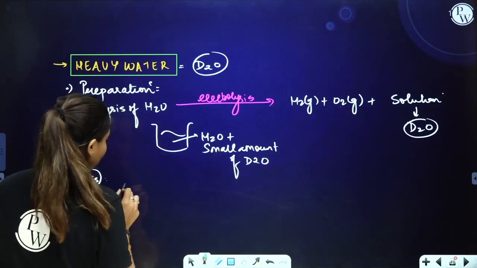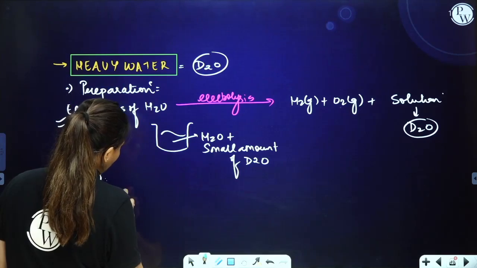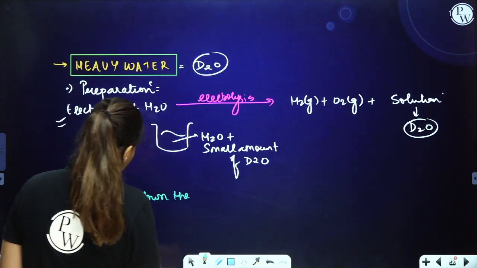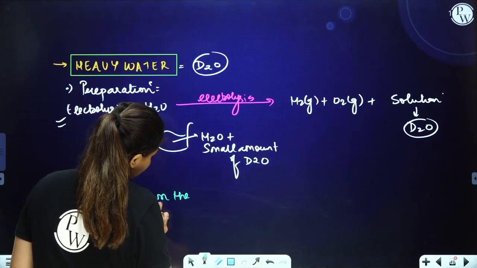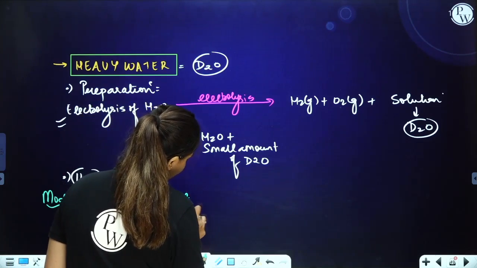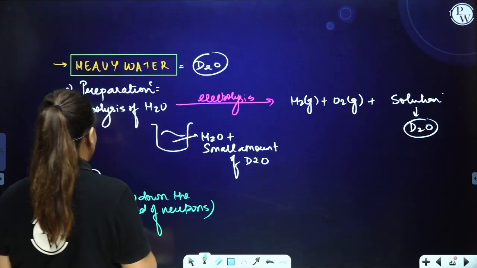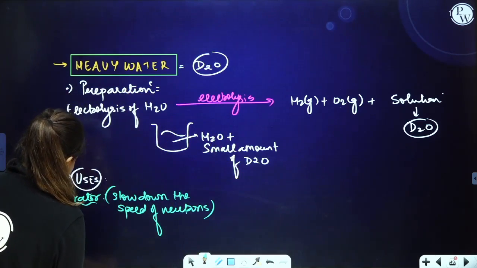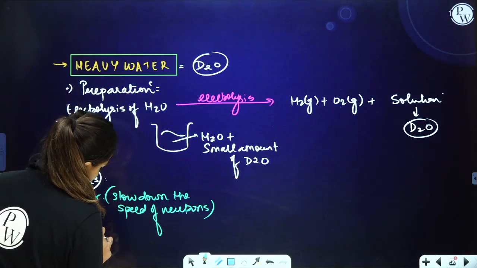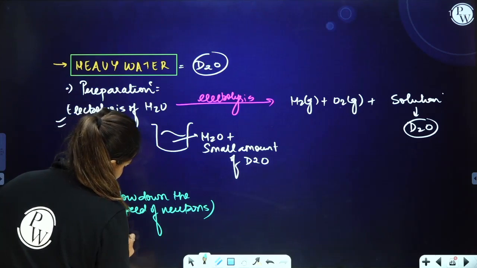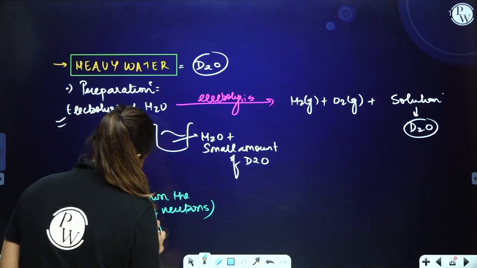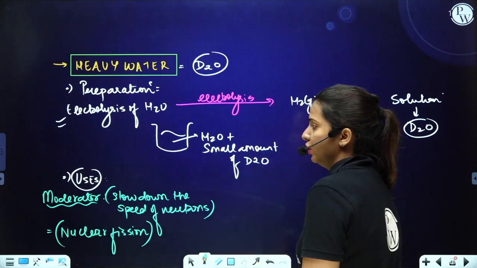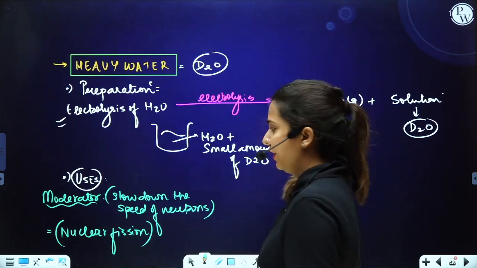The work of the moderator is to slow down the speed of neutrons. First, you should know the work of the moderator. It is behaving as a moderator in which processes? In the nuclear fission processes, it is used to slow down the speed of the fast moving neutrons.